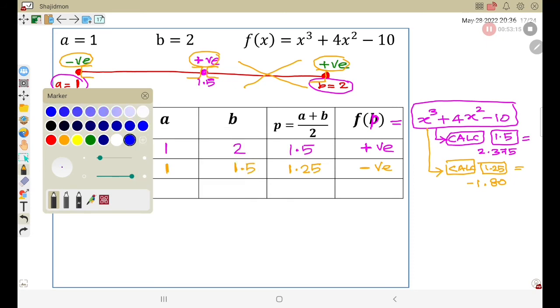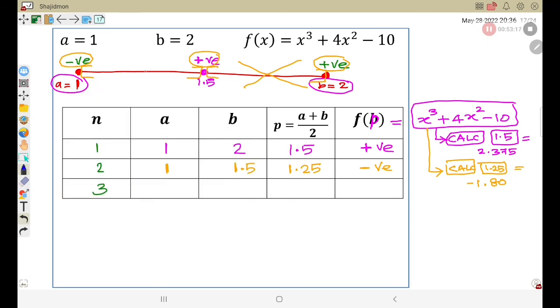Before going to the third approximation, mark the number line. Here 1.25, the middle of 1 and 1.5, has a negative sign. So which interval are we taking? First negative, second also negative, we don't want this one. Then negative and positive, this one is the correct one, correct?